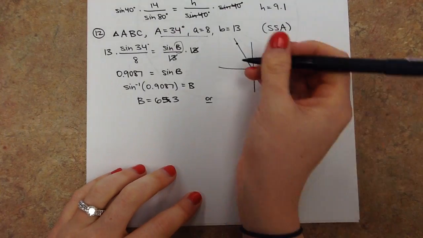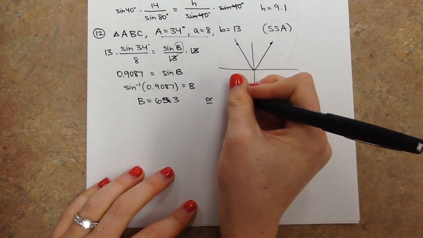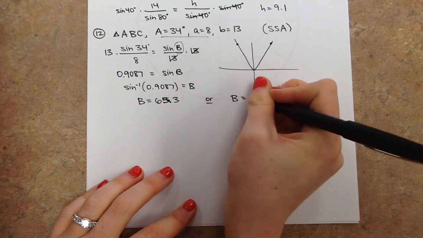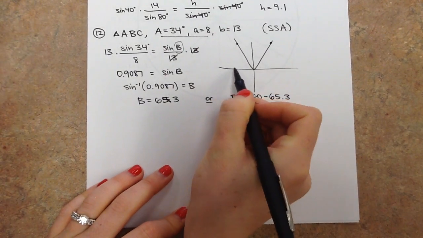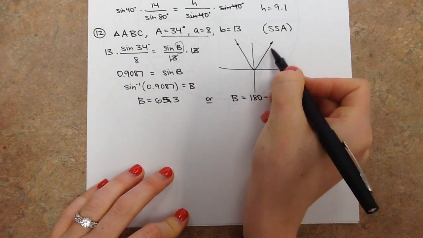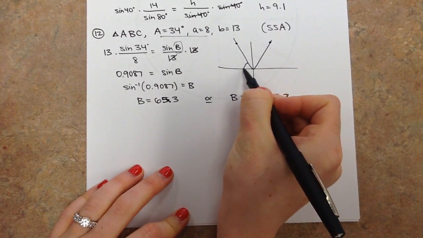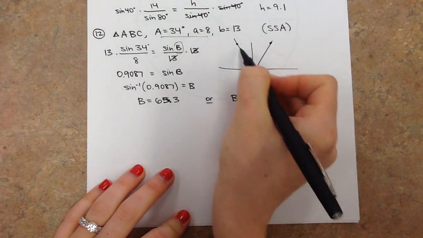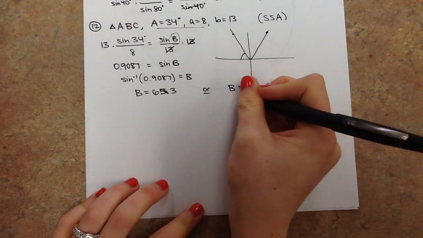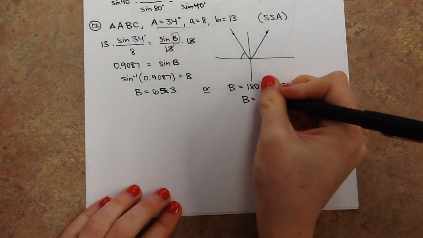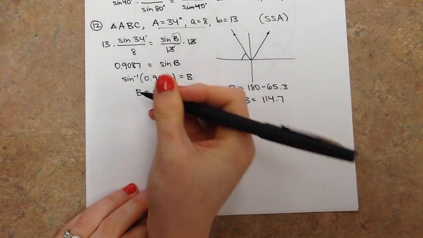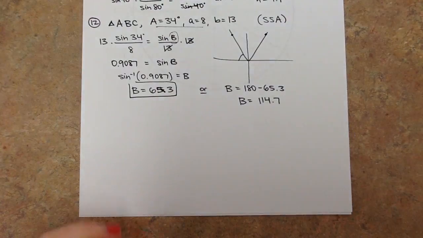So what we do is we subtract it from 180. Okay, so we say B could be 180 minus 65.3. Because this right here is your 180. This is your 65.3. If we subtract away 65.3, it'll land us at this angle. So we check this just to see if it's a possibility. So I'm going to do 180 minus 65.3, and that leaves me with 114.7. So we definitely know this one's going to work.